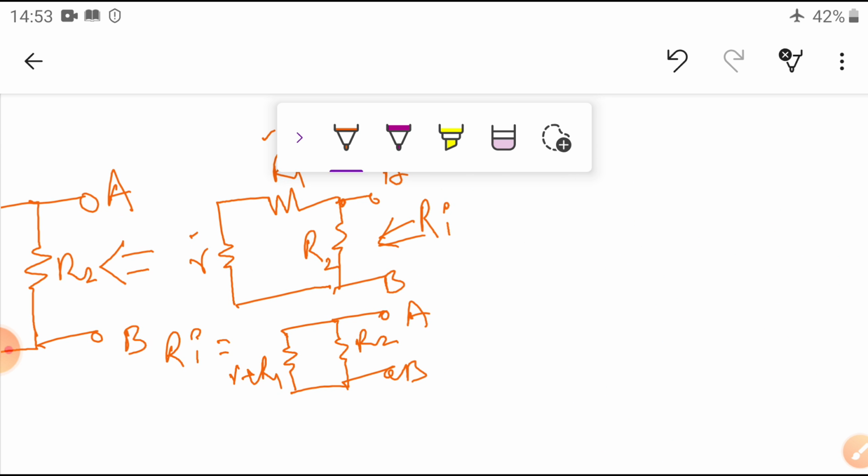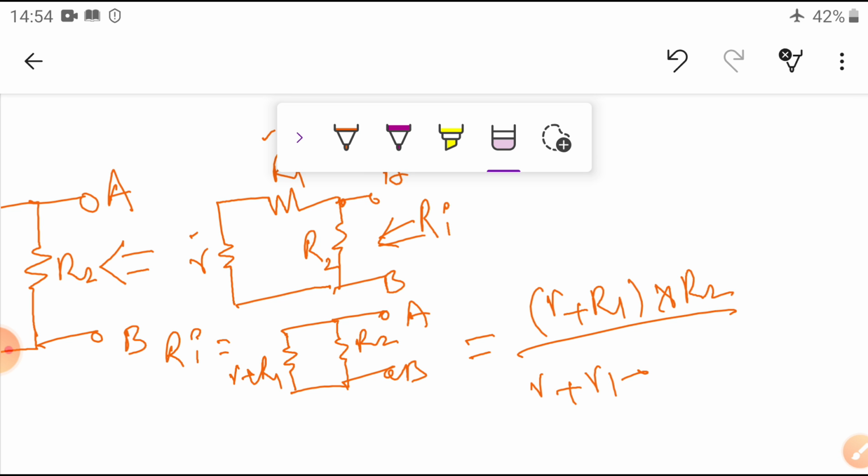Now, what is the equivalent resistance? We can write that the resistance is equal to, and both are connected in parallel, (R plus R1) into R2 by (small r plus R1 plus R2). We can say this is the internal resistance Ri. So this is the resistance seen from terminals A to B. This is nothing but R Thevenin or Norton.